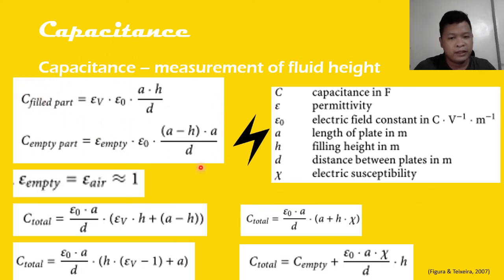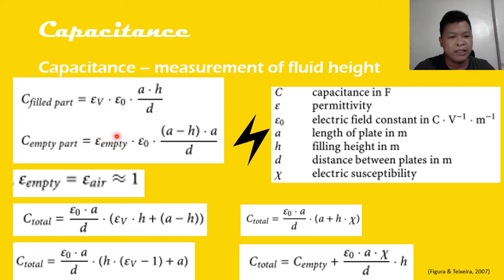Okay, like so. So yung area kanina, i-ratio mo siya dun sa part na filled by multiplying it by the height and dividing it by the distance. Okay, so you can now have two separate capacitances for the filled and empty parts. Of course, there are different permittivity values that you will be using for the empty part and the filled part.